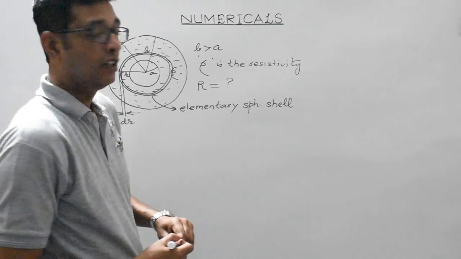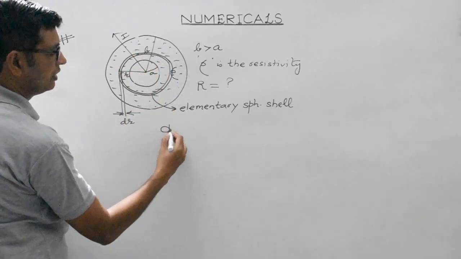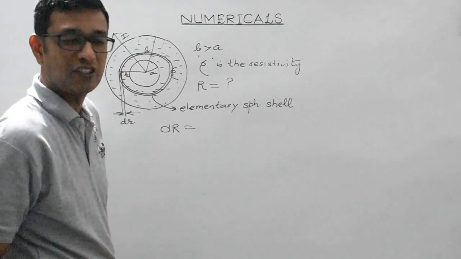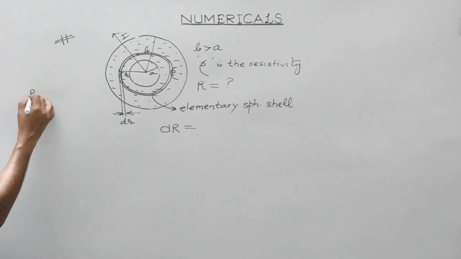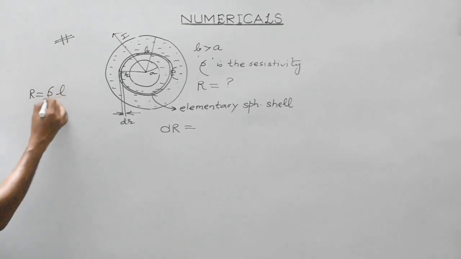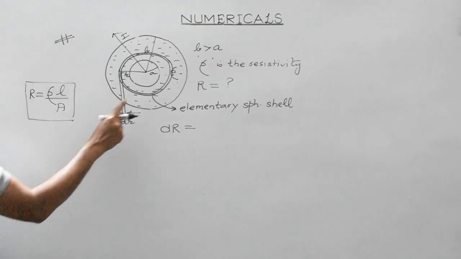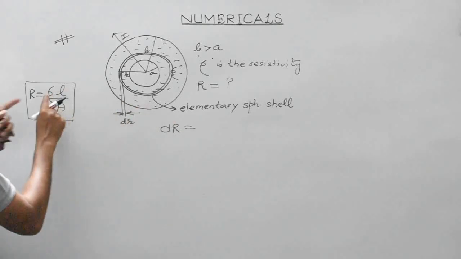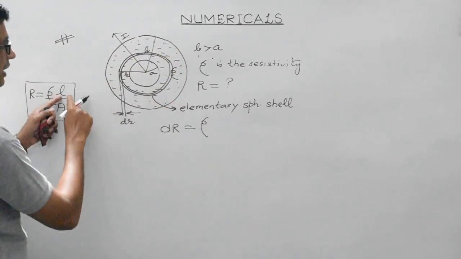Right students? So the resistance offered by this elementary shell is dR. This is an elementary shell, so it must offer a very small resistance, represented by dR. Now the formula for resistance is rho L by A. This is the master formula, isn't it? So in this case, the resistance offered by the spherical shell would be dR is equal to rho, the resistivity of the material, times length.